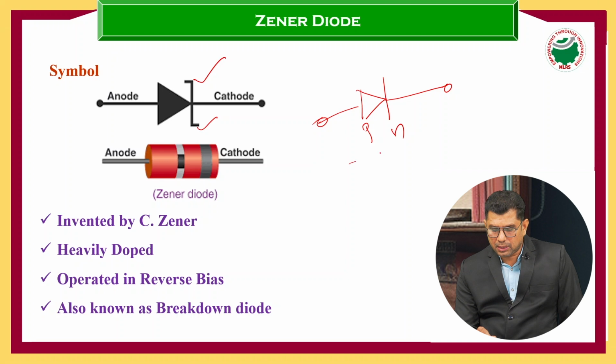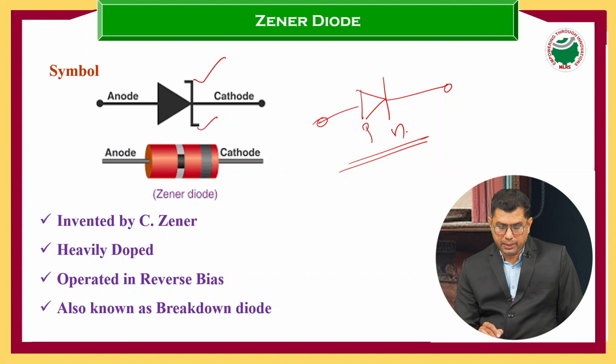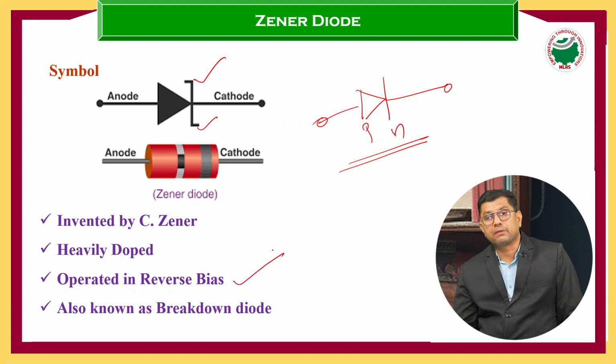A Zener diode is nothing but a heavily doped PN junction diode. Usually, a Zener diode is operated in reverse bias. If you operate a Zener diode in forward bias, what happens? It acts as a normal PN junction diode. But under reverse bias, it shows some particular properties. So this Zener diode is also known as a breakdown diode.